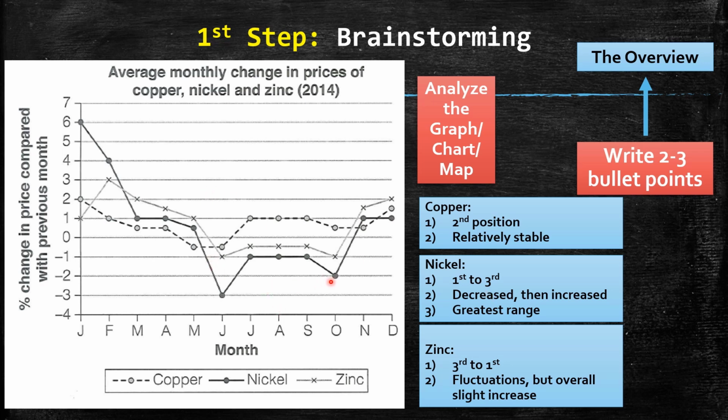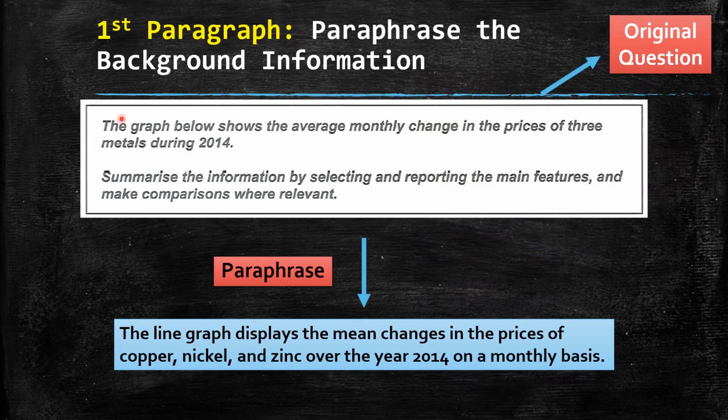So see, nickel was number 1, so it had the most changes in January, but at the end in December it has the least change, right? So for zinc also it's the opposite, from third to first. This is zinc at the beginning, and then at the end it's actually in the first position. So I have just written in bullet points these key features, like 2 to 3 key features for all the 3 metals. So let's go to the first paragraph, which is to paraphrase the background information.